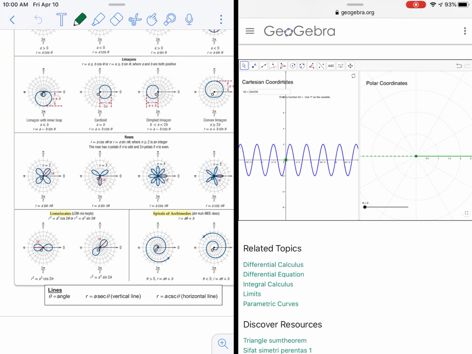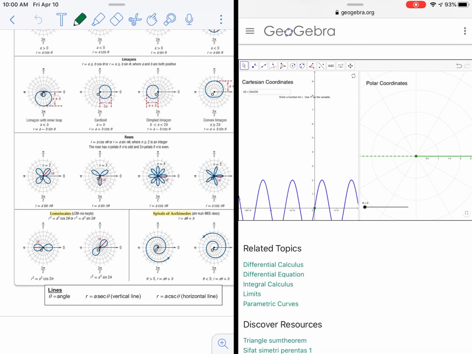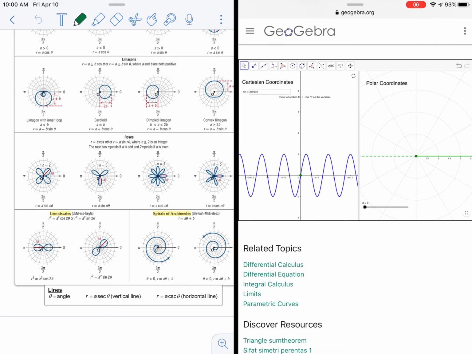Me again. Roses part two. I completely forgot to talk about the difference between sine versus cosine. You may notice that when you are dealing with roses that have sine, they have been rotated. And the reason why has to do with the original equation.